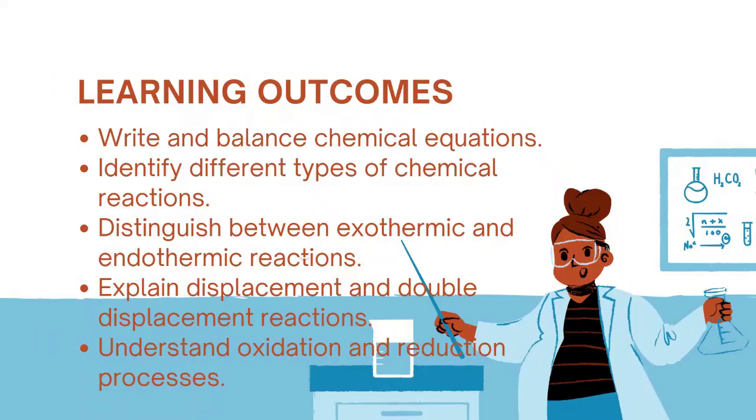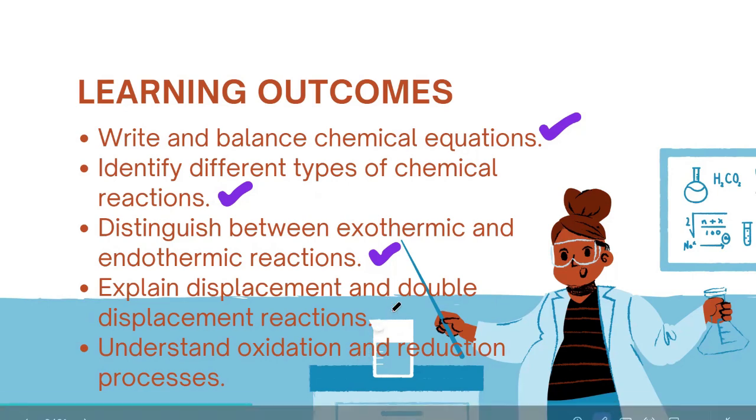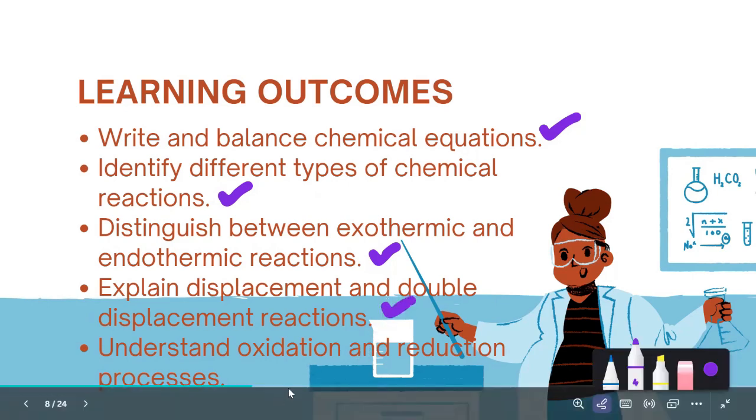Very good. So in this 20 minutes, we are going to revise and relearn all the things, starting from writing and balancing chemical equations, identifying different types of chemical reactions, distinguishing between exothermic and endothermic reactions, and explaining displacement and double displacement reactions. And also we are going to understand oxidation and reduction reactions.